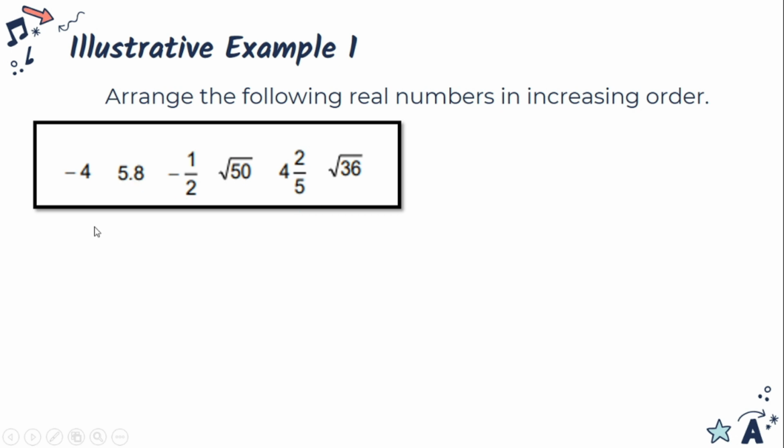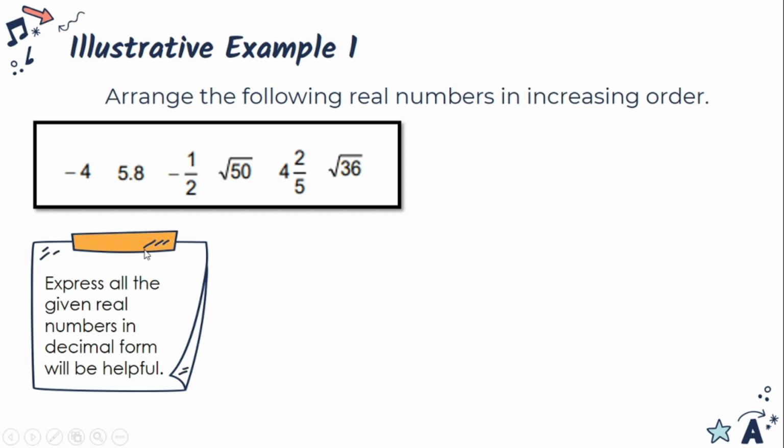At itong 6 na to ay i-arrange natin from the lowest to the highest because it is increasing. Pinakamababa sa pinakamataas. At para ma-arrange natin siya ng mas madali, ang gagawin natin is express all the given real numbers in decimal form para makatulong siya sa atin. Okay, let's start. This negative 4, we can say that this is negative 4.00 or just simply negative 4. We have 5.8. So, ayan, decimal na siya. Yung negative 1 half, kapag in-express natin siya into decimal form, that is equal to negative 0.50. Another one is square root of 50 by estimation, that is 7.07.